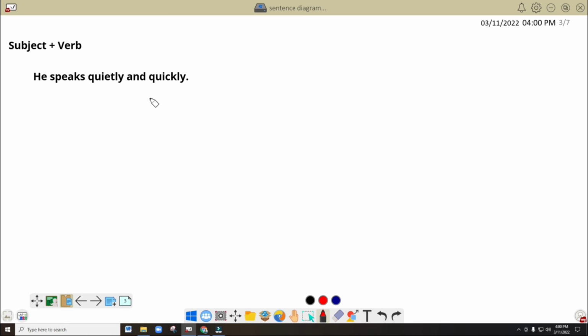So, he speaks quietly and quickly. Now, this time, we don't really talk about any adjectives, right? So we don't have an object in here. We don't have a complement or a predicate nominative. So we will be doing something else. We'll be having a diagram in here. So let's make a sentence diagram for this sentence. Okay. What am I talking about, right? Okay. So let's begin now.